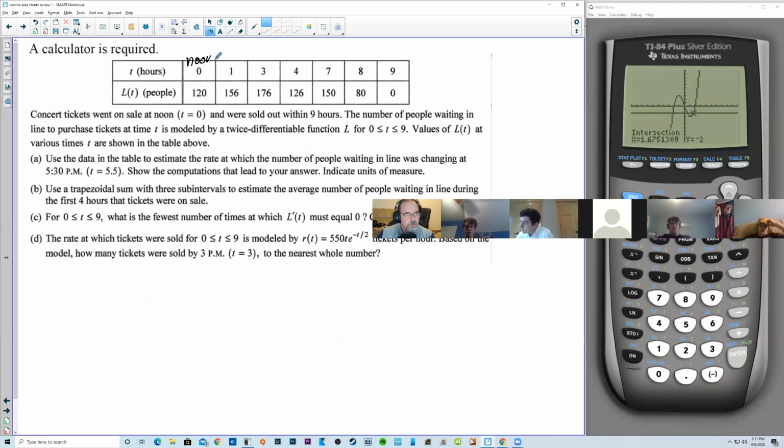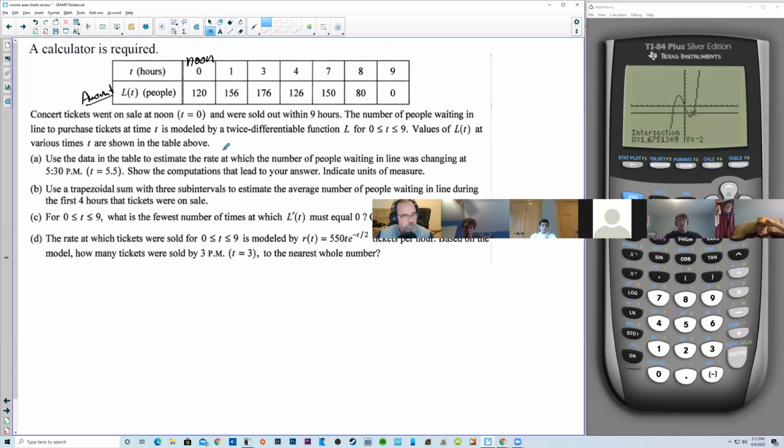So this is noon right here. And we were sold out within 9 hours. The number of people waiting in line to purchase tickets at time t is modeled by a twice differentiable function L for 0 to 9. Values of L of t at various times t are shown in the table above. So this is amount. This is not a rate, it's amount of people.